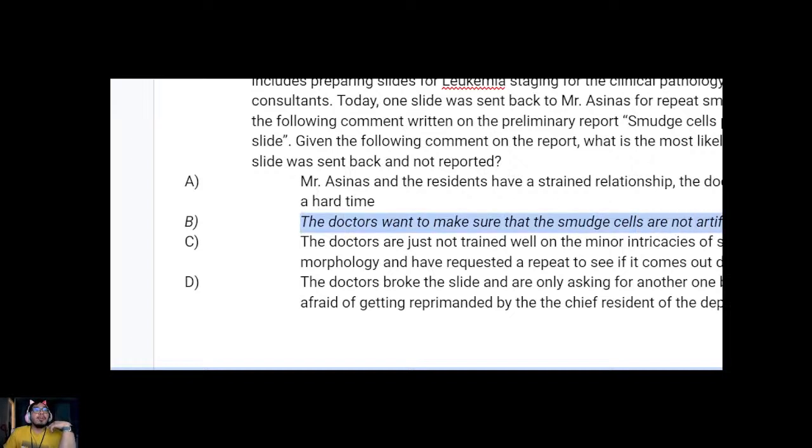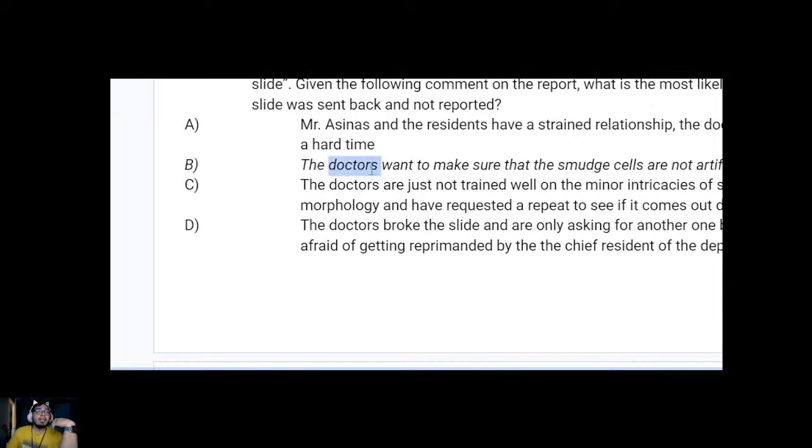Masyado lang malakas, forceful smearing ang ginawa niya. Kaya siya nag-produce ng smudge cells. So doctors would question, maybe it's artifactual. Let's try it with another person like Mr. Asinas, RMT, 'di ba? So tama kayo, class. The doctors are not trained well on the minor intricacies of smudge cell morphology and have requested to see if it comes out differently.